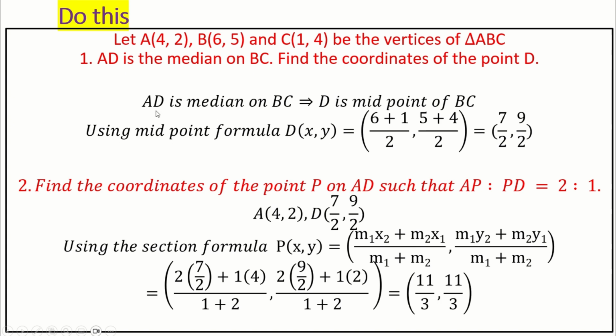So AD is a median. That means D is the midpoint of BC. Use the midpoint formula and find the coordinates of D, which, for B and C, are (6 plus 1)/2 = 7/2 and (5 plus 4)/2 = 9/2. So these are the coordinates of D. Now, find the coordinates of point P on AD such that AP to PD is 2 to 1. A and D I have, and m1 to m2 is 2 to 1. So I apply the formula, I get the values as 11/3 comma 11/3.